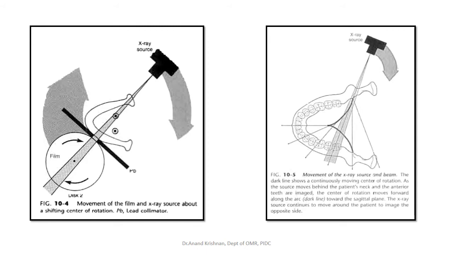So the second image, the inverted lambda that you see there, depicts the movement of the center of rotation. It starts at one point, then moves anterior, and then it progresses to go to the posterior part. This is the pattern of the movement of the center of rotation, and it has been explained in the picture.